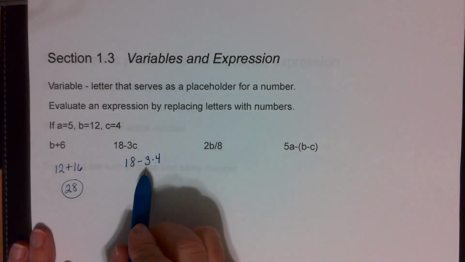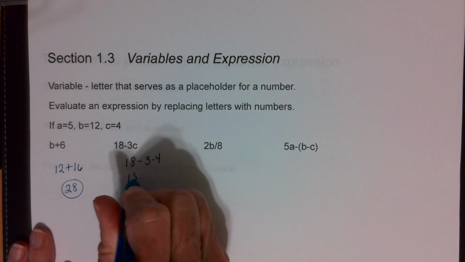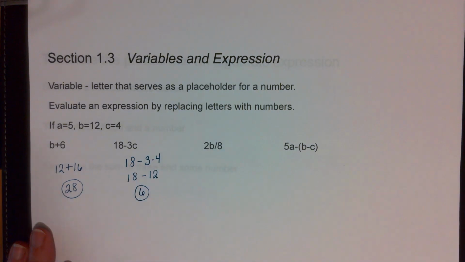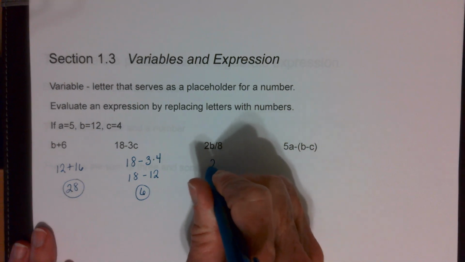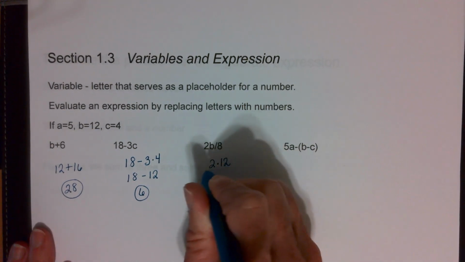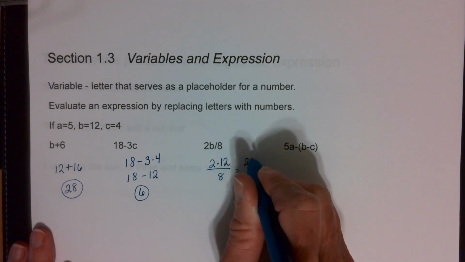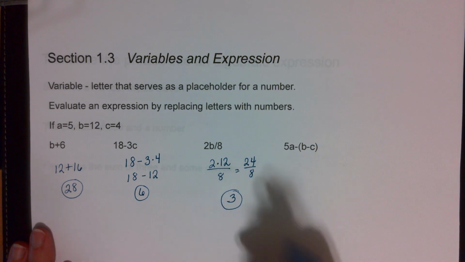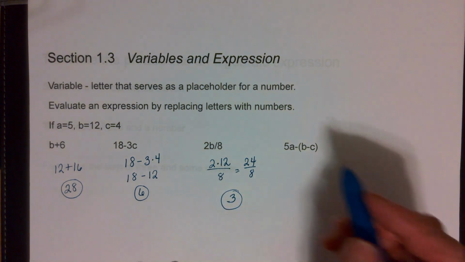So the 3 times the 4 has to be multiplied first. So you have 18 minus 12, which is going to give you 6. Here you have 2b divided by 8. So 2 times 12 divided by 8. So I have, if you will, 24 divided by 8, which is going to give me 3. Obviously, you need to brush up on all your multiplication facts too.